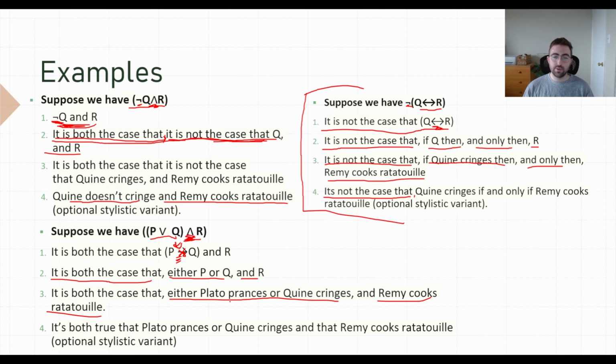I mean, if you wanted to, you could do a stylistic variant. I guess this one is, in my view, a little bit nicer, but it doesn't really change things that much. I just have, it's both true that Plato prances or Quine cringes, and also that Remy cooks ratatouille. So there you go. And that's some examples of going from symbols to English.